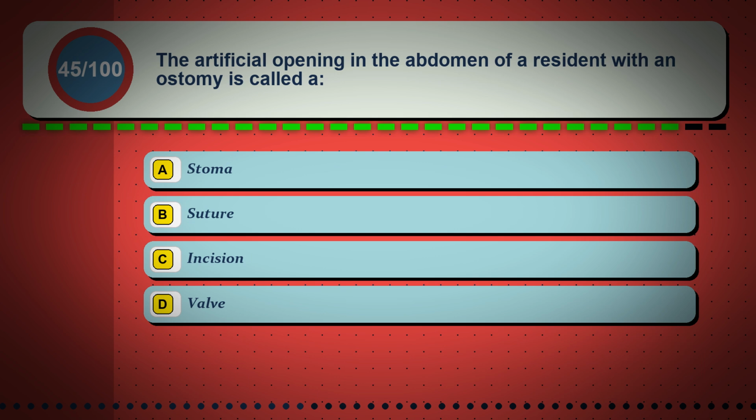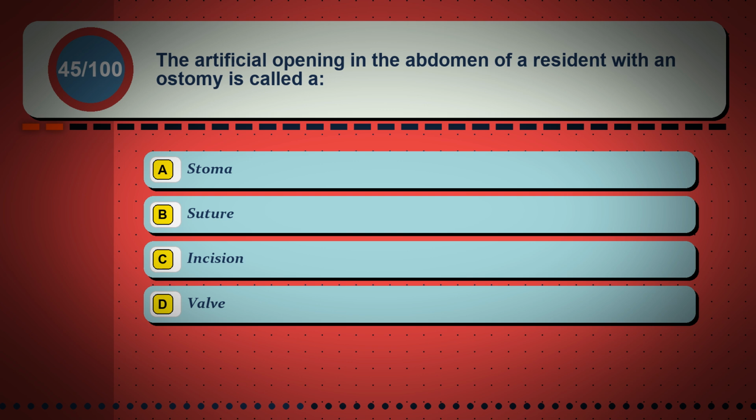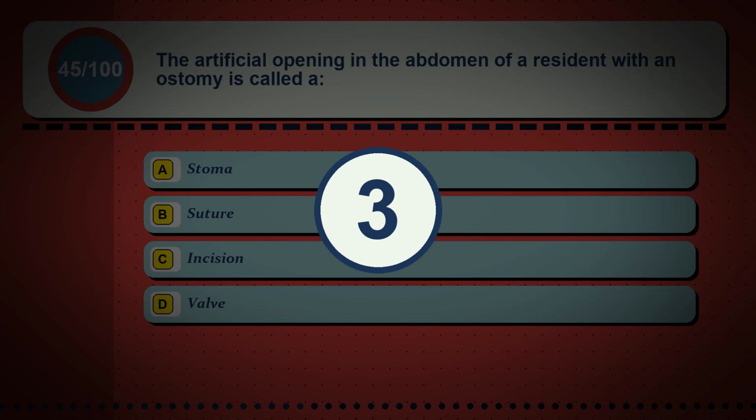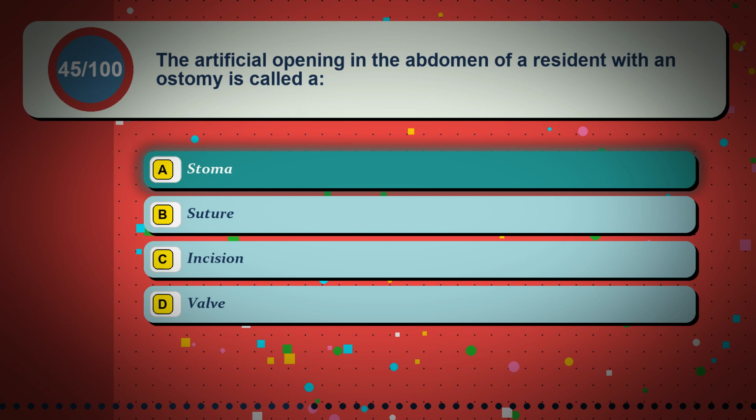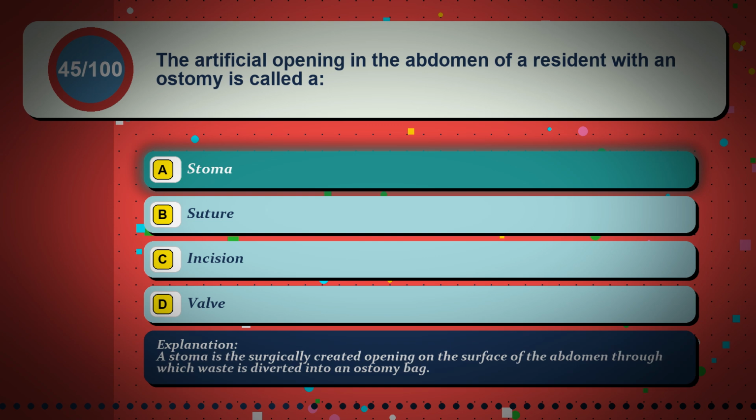Question 45. The artificial opening in the abdomen of a resident with an ostomy is called a. Option A, a stoma. Option B, suture. Option C, incision. Option D, a valve. The correct answer is option A, stoma. A stoma is the surgically created opening on the surface of the abdomen through which waste is diverted into an ostomy bag.